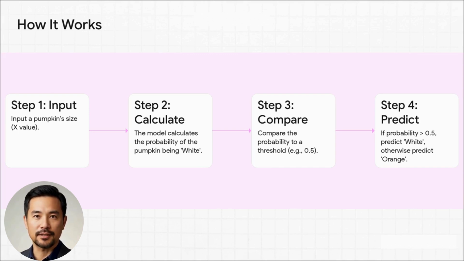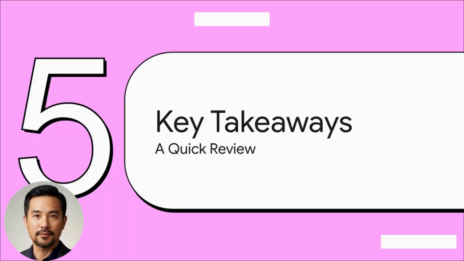Now, the model doesn't just spit out orange or white. Instead, it calculates a probability. Like, okay, based on this size, there's a 70% chance this pumpkin is white. Then, we just have a simple rule. If the probability is over a certain point, let's say 50%, we predict white. If it's under 50%, we predict orange. It's all about probability.